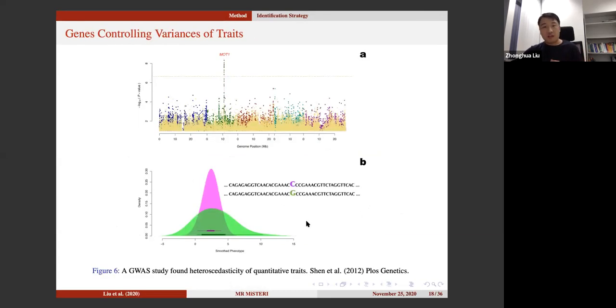Actually, people did a GWAS study and found that for this particular trait, with this MOT1 gene, if you have the C allele here, the distribution of the quantitative trait is this purple one. If you have the G allele here, the distribution of the quantitative trait is this green one. As you can see, the variance changes. The 2 variances are different. If you have the C allele, you have smaller variance. If you have the G allele, you have larger variance. So the distribution of the quantitative trait, the variance, can be different if you have different alleles. So this gives you evidence that the variance of a quantitative trait can be controlled by genes.